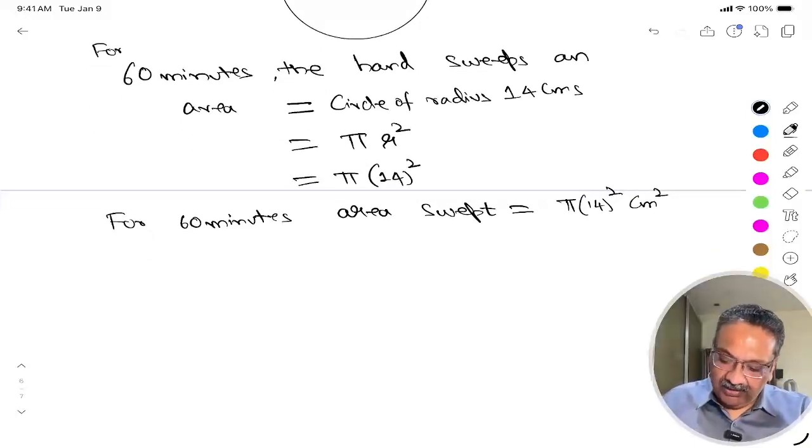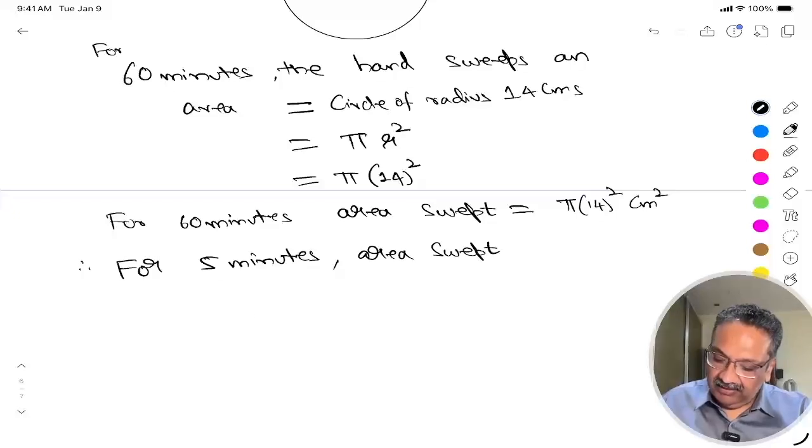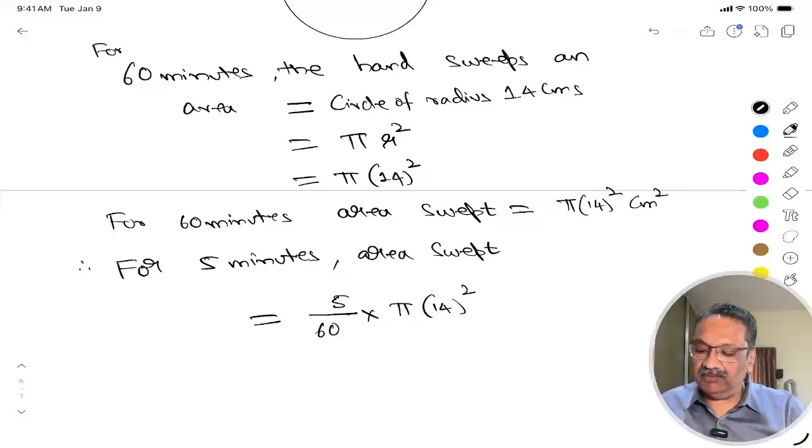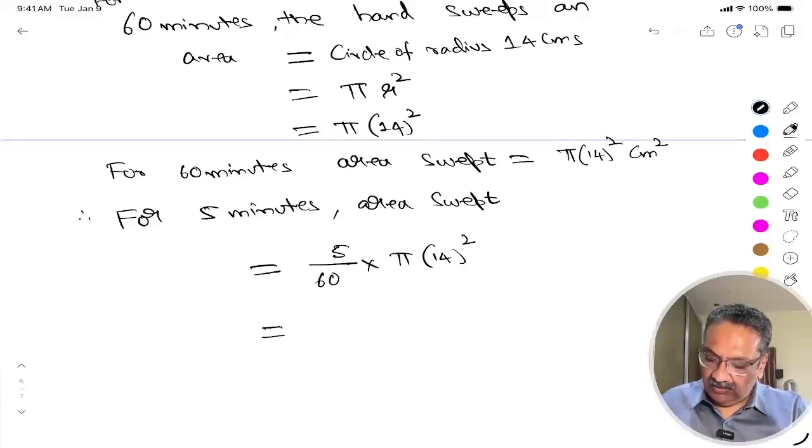Okay, now what they have asked is the area swept in 5 minutes. So for 5 minutes, area swept is equal to 5 divided by 60 into pi into 14 square. For 60 minutes it sweeps this much area, for 5 minutes how much will it sweep? It is equal to 5 1s are 5, 12s are 60, 1/12 into how much? 1/12 into pi, which is 22/7, into 14 into 14.